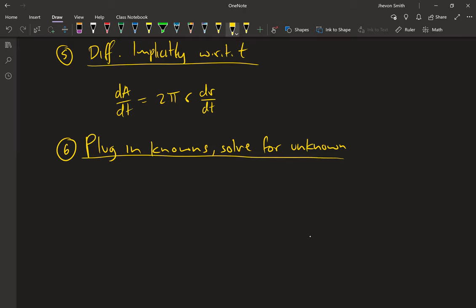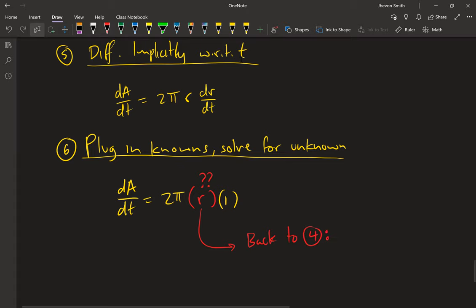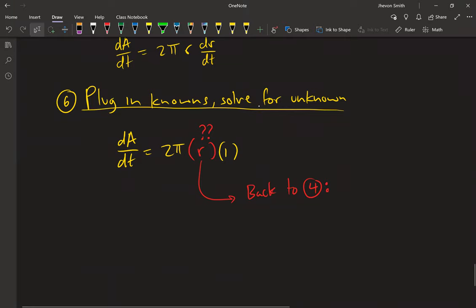So dA/dt, I don't know, I want that. So this is 2 pi. Now, do we know what r is? You'll notice here, we don't know what r is. But our dr/dt, we do know what that is. This was 1. So what does it mean when we don't know r? This is where you go back to step 4. And that gives you this equation, A equals pi r squared.